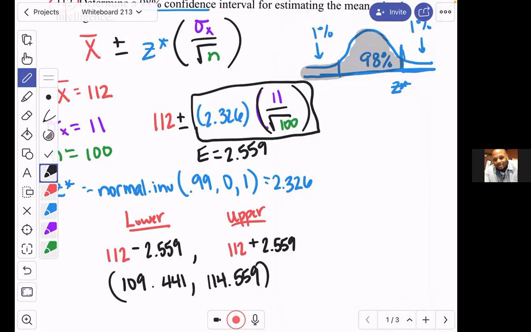Now, if I want to use Excel to do this exact same problem, the first thing I have to do is identify what the alpha value is. So if I'm at 98%, what is alpha equal to? 0.02. So my alpha here is 0.02. If I want to find the margin of error E based off this alpha value, what I do now is I go into Excel.